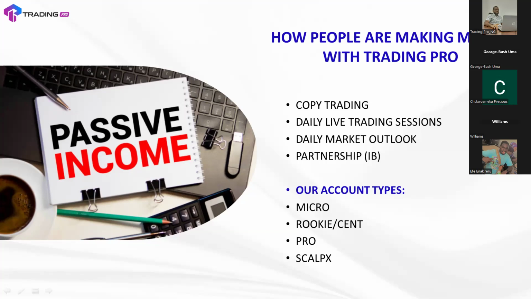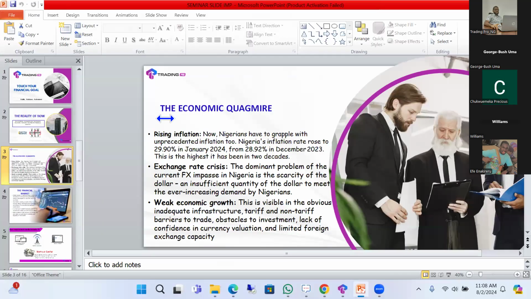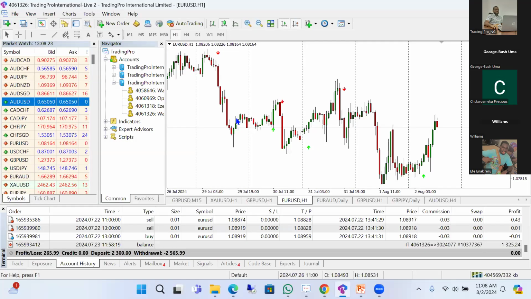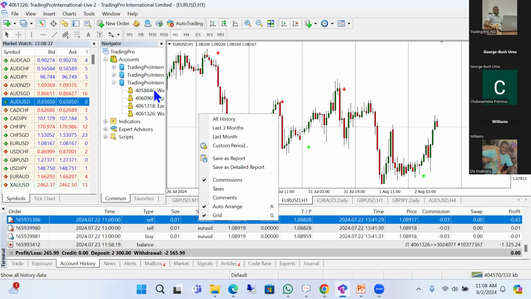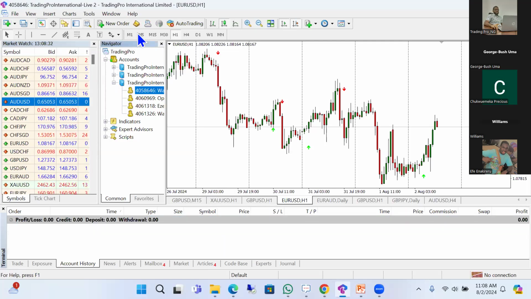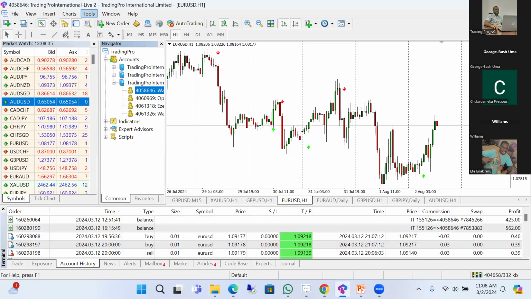You don't need to wait till next week. You don't need to wait till next month. In fact, you can start today. And the same thing with copy trading. So let me quickly show you a copy trading account. All right. So let me just go to, I'll start with this one. And I believe everybody can still see my screen. So you can see that this is a live account under Trading Pro. So let me take this off.